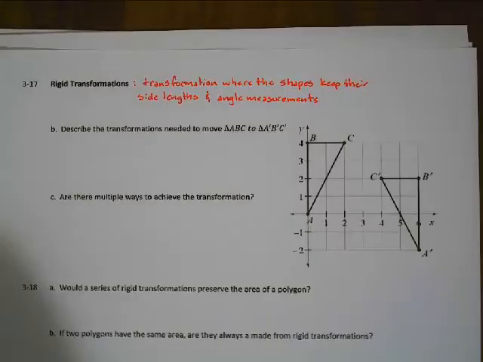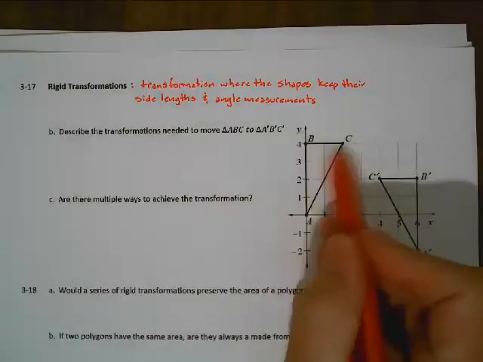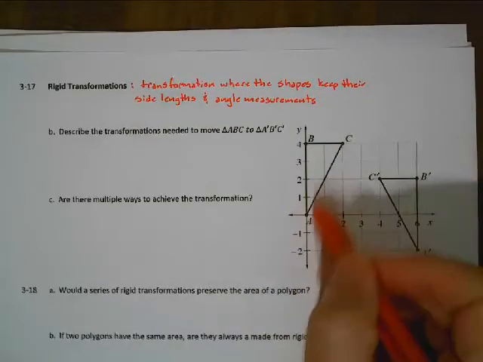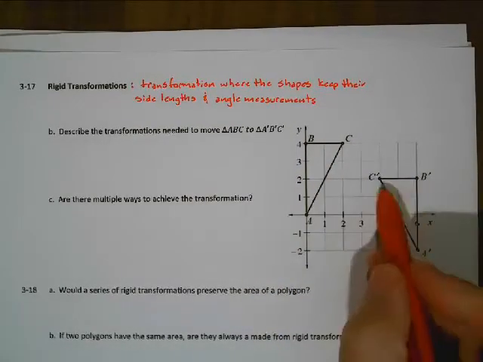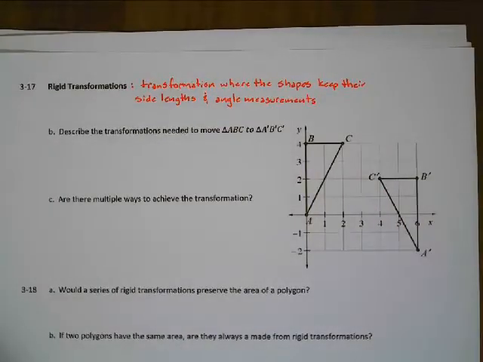Now here on part B, we've got two triangles and they're the exact same size. B to C is a distance of 2. B to A is a distance of 4. And over here we see this B to C is a distance of 2, B to A is a distance of 4. So they're the same exact size of triangle, but their shape is a little bit different. Not its shape, it's orientation. Sorry, that's the word. Orientation is slightly different.